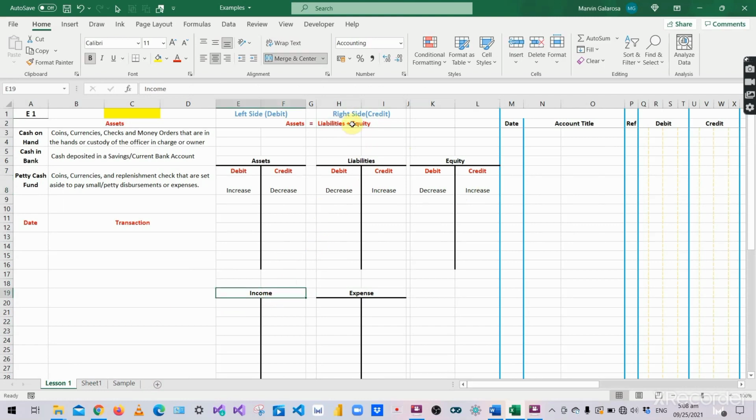So, since si equity nasa right side, and ang increase sa kanya ay sa credit side, ang decrease naman ay sa debit side, paano naman si income? So, same sa treatment sa equity. Ang increase sa income, recorded siya sa credit side. Ang decrease naman sa income, recorded siya sa debit side.